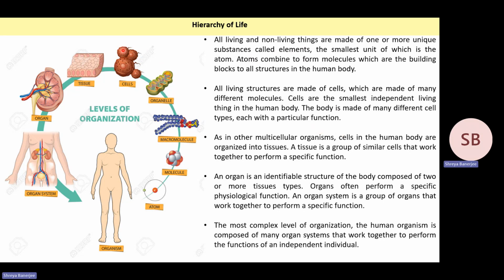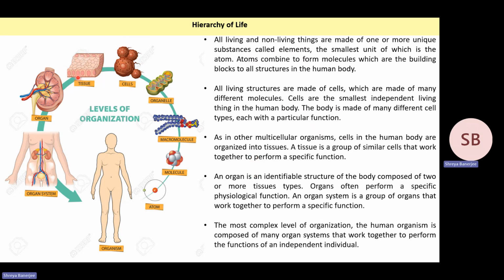But a cell is self-sustaining, and that is why it's called the smallest independent living thing in the body. But an organelle, you can't call it an independent living thing, because the functions of different organelles work together to give life. Then in multicellular organisms like humans, the cells are organized into tissues. A tissue is a group of similar cells that work together to perform a specific function. So you can have skin, which is epithelial tissue. Then you can have your neurons, which form the nervous system tissue, and so on.